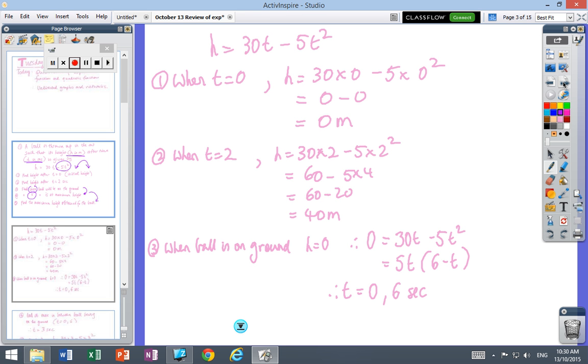Okay, in the second part, it's exactly the same as the first part, except change time 0 to time 2. 30 times 2 minus 5 times 2 squared. Just use your calculator. So at 2 seconds, the ball is at 40 metres. And Mr. Coe can definitely hit the ball 40 metres in the air.